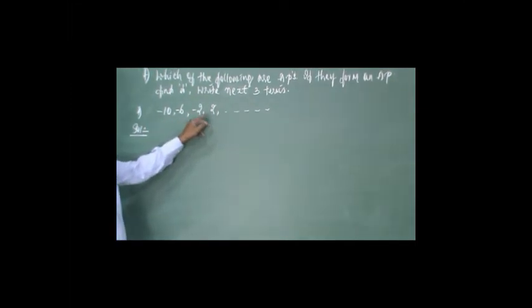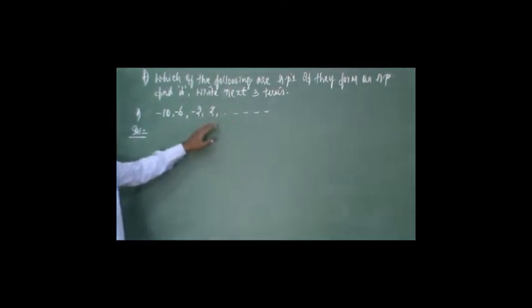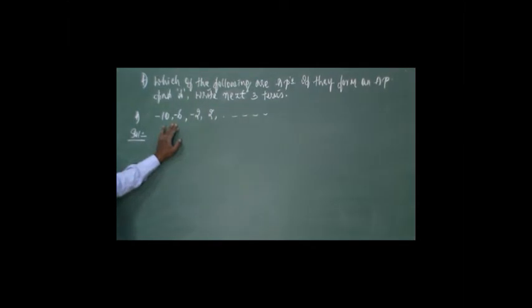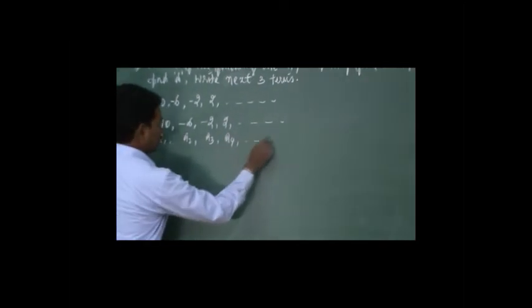Another sequence is given: minus 10, minus 6, minus 2, 2, dot dot dot. So while looking at the sequence, you have to be very well aware of the signs used for the terms. So here we can see the negative sign for the first three terms, and the fourth term is positive. So you have to be very careful. So write down the problem: minus 10, minus 6, minus 2, 2, dot dot dot. So this becomes A1, this is A2, this is A3, this is A4.